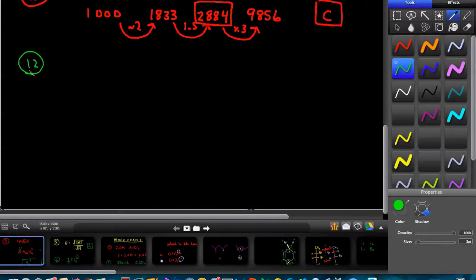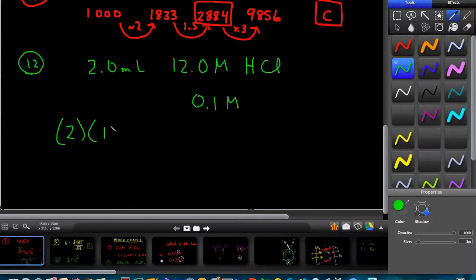Moving on to number 12. We have 2 milliliters of 12 molar HCl, and we want to make a 0.1 molar solution. There's a couple of ways you can do this. The way that probably everyone's most familiar with is M1V1 equals M2V2. So we have 2 times 12 divided by 0.1 equals the second volume.